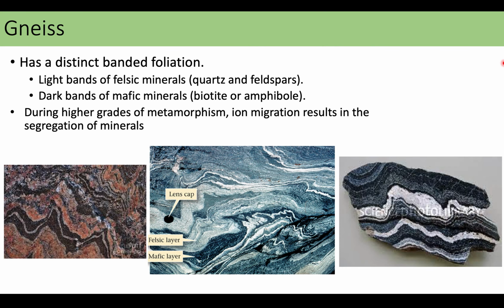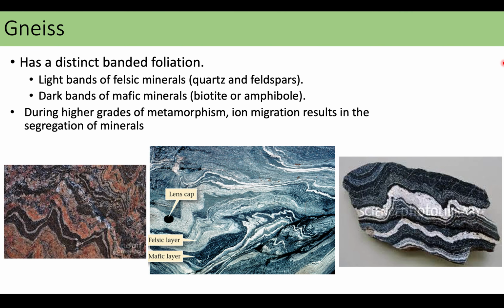So a high-grade metamorphic rock we would call gneiss. Gneiss has a very, very clear, distinct foliation. So with this much metamorphism, this rock has been under very, very intense heat and pressure for a very long time. The minerals will actually start to separate into bands.